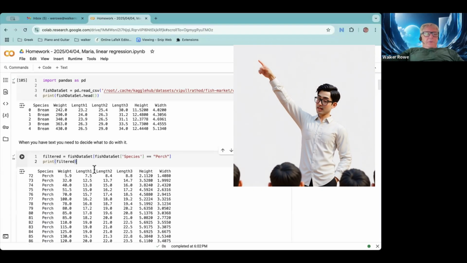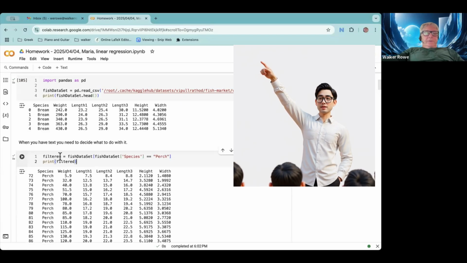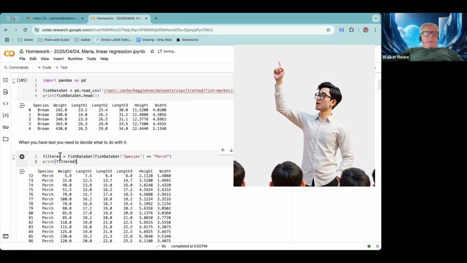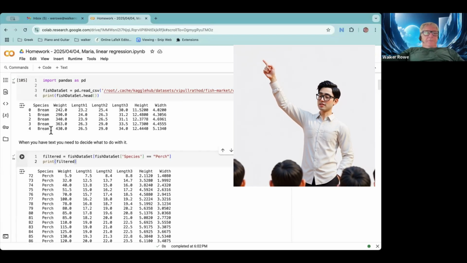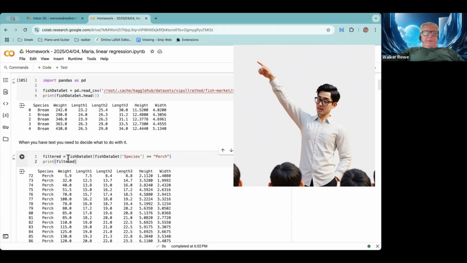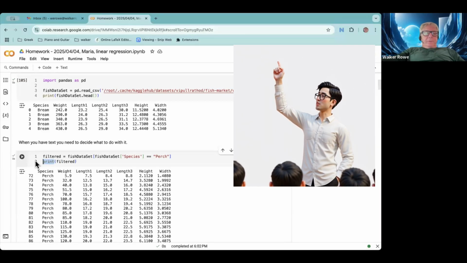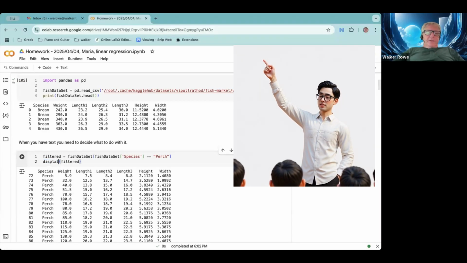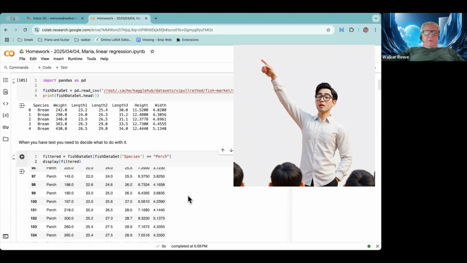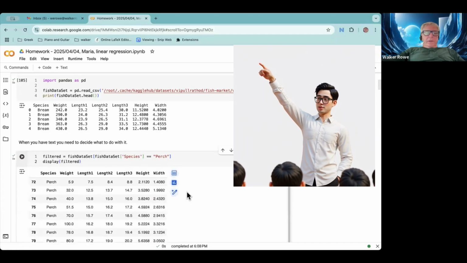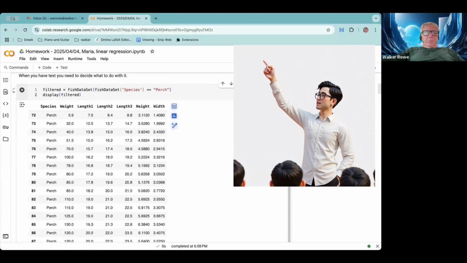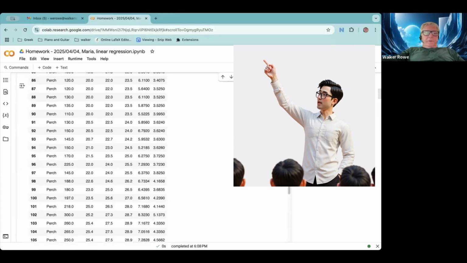So here we select from the fish data set the type of fish. This is a perch. Print it out. And also I would use display here, Maria, use display. Then it makes it nice and formatted. See? Like that. It prints like NumPy, basically.